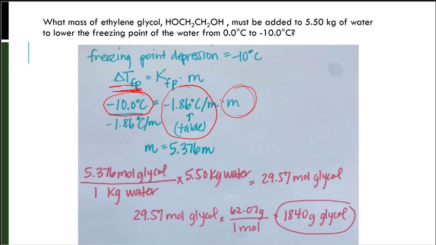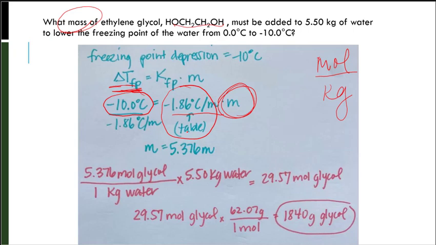So we need to find the molality. If I find molality, remember molality has units of moles of solute per kilogram of solvent. So if I can find moles, I can find mass by using the molar mass. So if I find molality, I'm going to divide both sides by negative 1.86. That gives me a molality of 5.376 moles of ethylene glycol per kilogram of water.